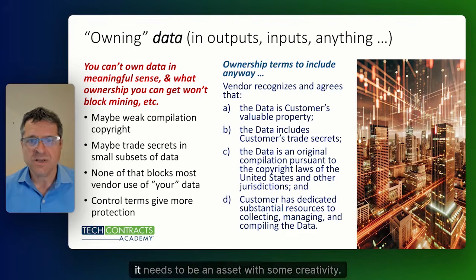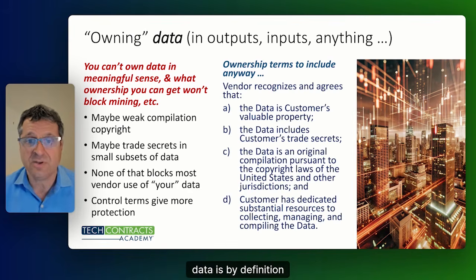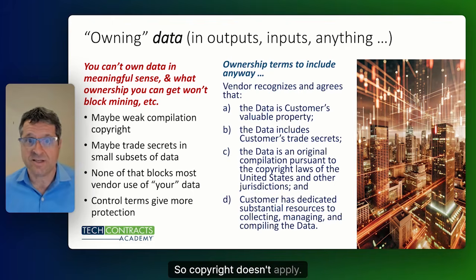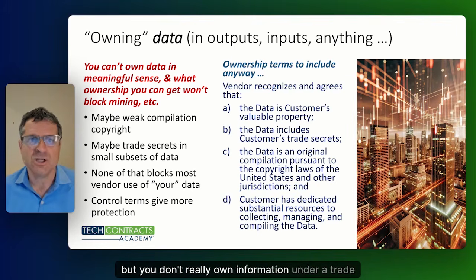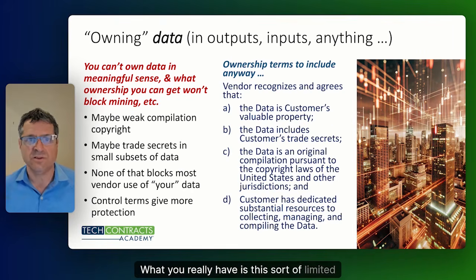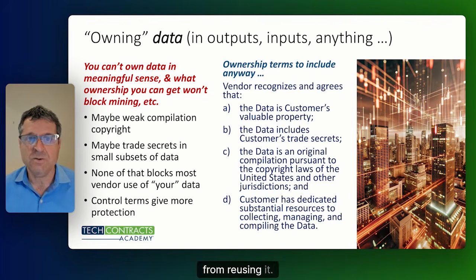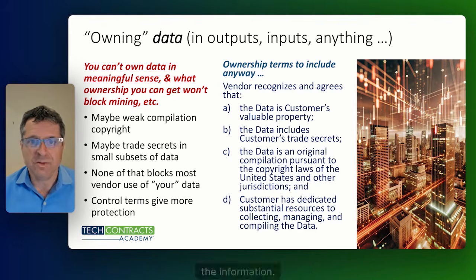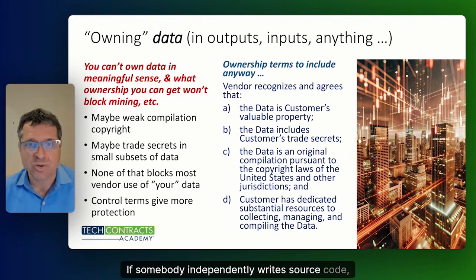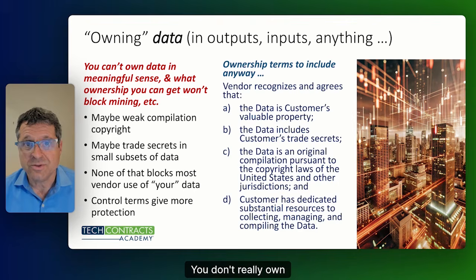Also, copyright needs to be an asset with some creativity to it. It can't be just pure information. So again, data is by definition just pure information. So copyright doesn't apply. Maybe you have some trade secrets in your data, but you don't really own information under a trade secret. What you really have is this sort of limited negative right to block people who've misappropriated the information from you from reusing it. If they got it inappropriately from you, they can be blocked from using it if it's a trade secret. That doesn't mean you own the information. If somebody independently writes source code, for instance, that does the same as yours and yours is a trade secret, if they didn't get it from you, you got nothing. You don't really own that information.